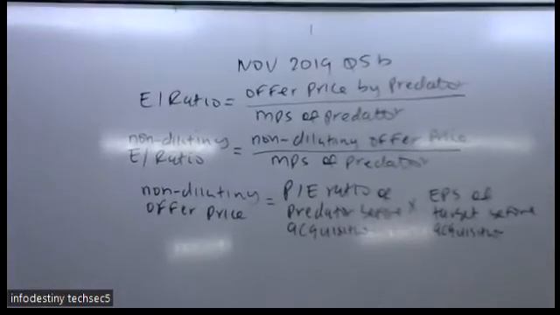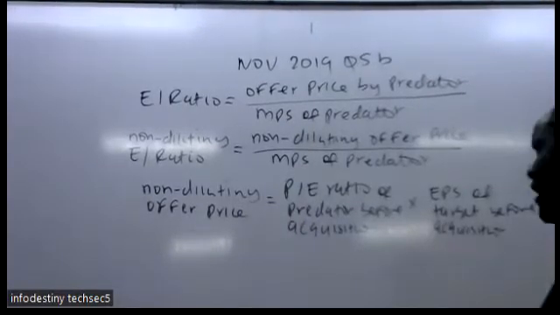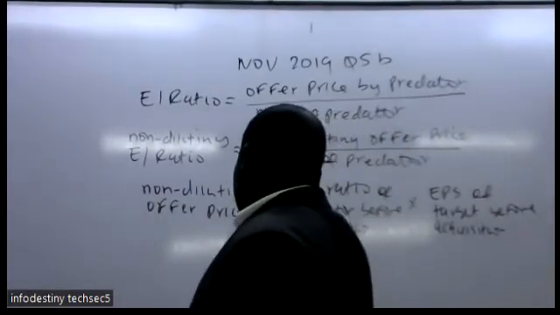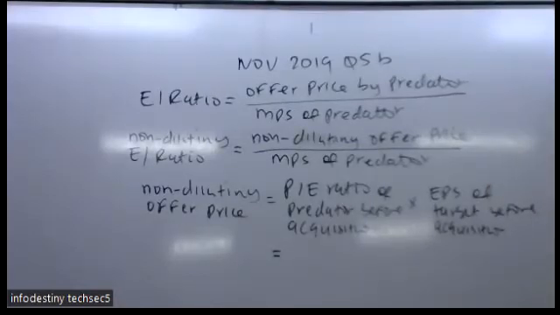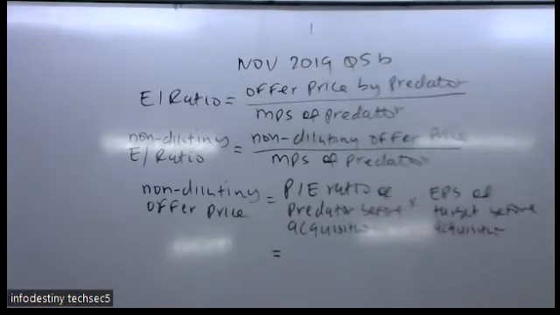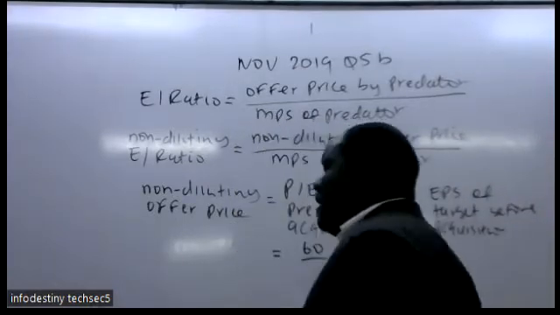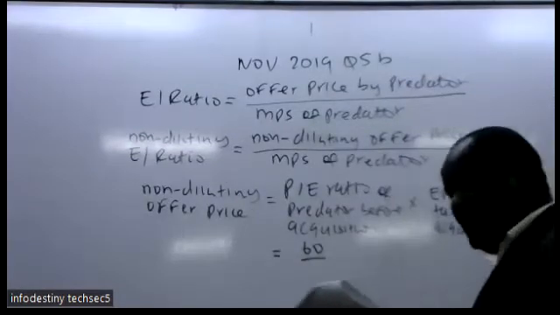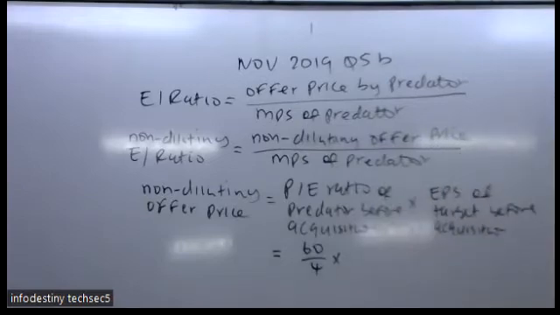Price earning ratio, we have seen it in the notes. It is simply market price per share divided by the earning per share. So to compute our price earning ratio, I want you to check what we are given as the market price per share of A Limited, because A is the predator. They have given you 16, divided by earning per share, which is given as 4. Then multiplied by the earning per share of the target.